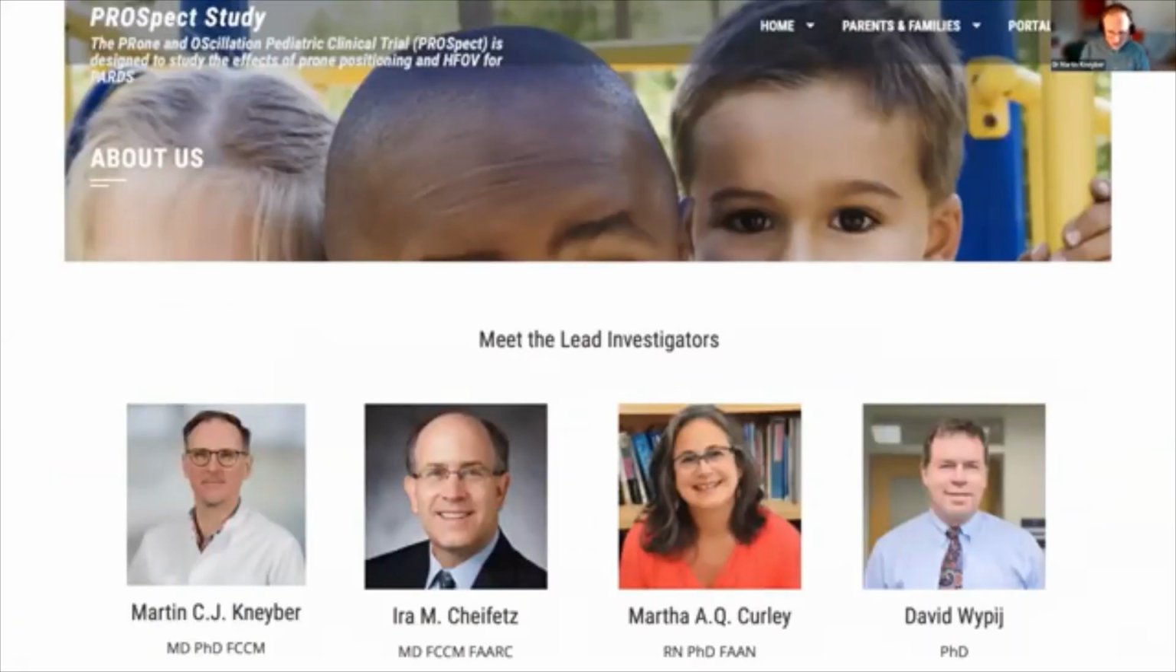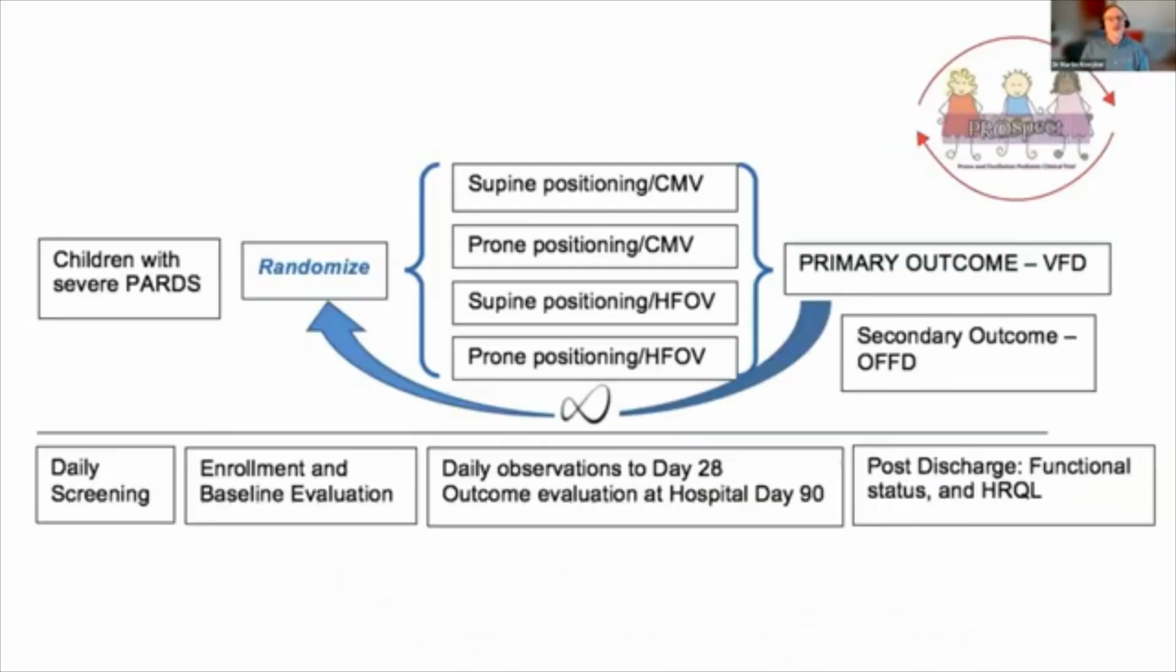This is the same study I showed in the previous talk, the PROSPECT trial. PROSPECT not only studies the effects of high frequency versus conventional ventilation, but also prone versus supine positioning. And we are also going to explore if there is any benefit of combining the two, so high frequency plus prone positioning. Patients with moderate to severe ARDS are randomized to one of these four boxes, and then we are going to check our primary outcome, which is ventilator-free days. The secondary outcome is organ failure-free days, and we are going to measure if there is an interaction between these boxes as well.